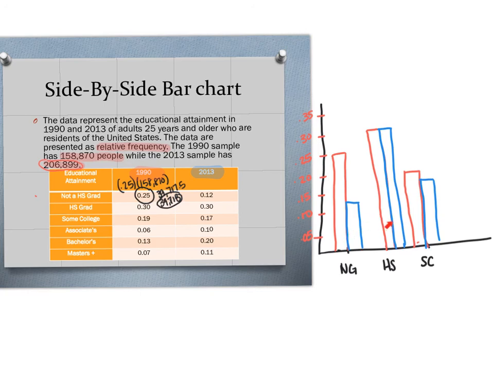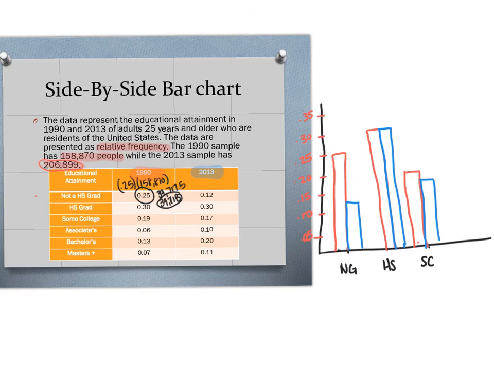But if you move to this next category of high school graduates, notice that they're exactly the same. And what that tells me is that it doesn't matter whether you graduated in 1990 or if you graduated in 2013, their graduation rate was the same. That also goes for some college. But if you keep moving, you'll notice that throughout this entire thing, these are getting smaller as you move up in 1990, and these are getting larger.